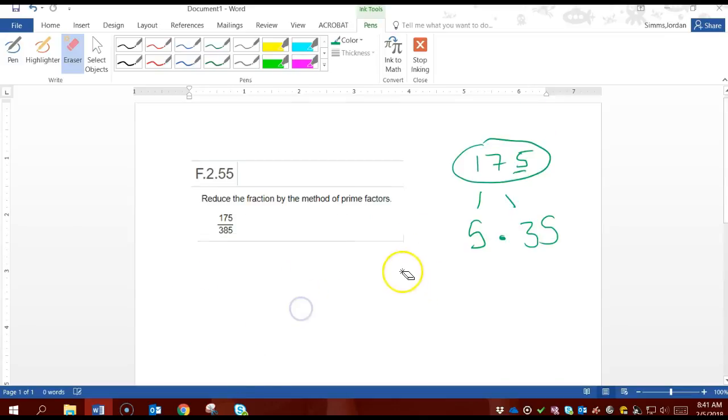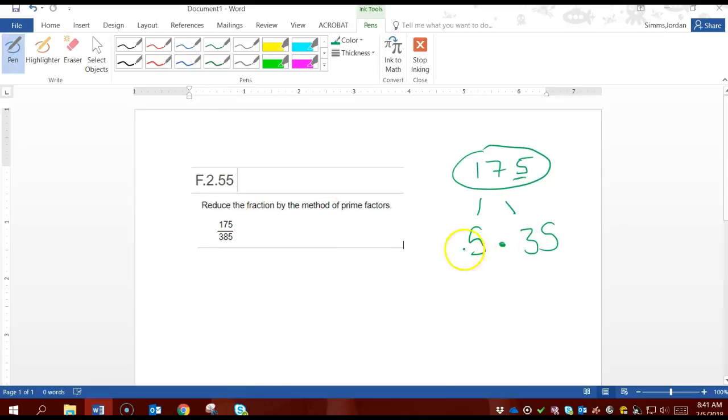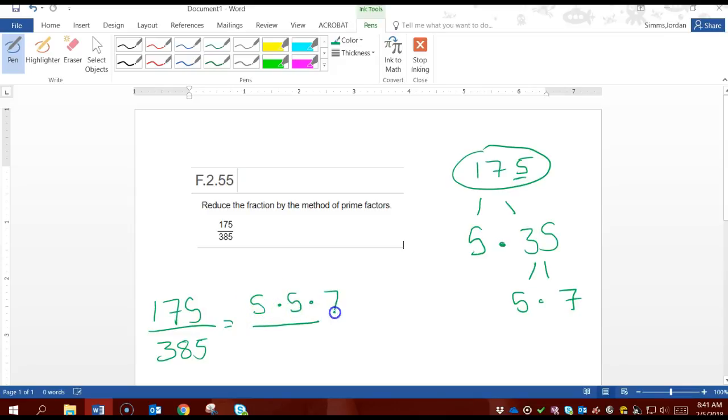Now we're going to go right to primes on this mess. 5 is a prime because there's only one possibility there, 1 times 5. But 35 breaks down into 5 times 7. So what I can do is take this 175 over 385. I'm going to write an equal sign. I'm going to write my fraction line. And I'm just going to put all these multiples here. 5 times 5 times 7. Okay? Because these are all the prime factors of 175.